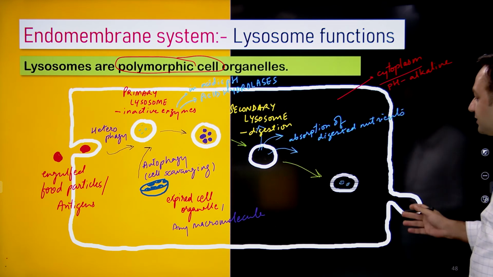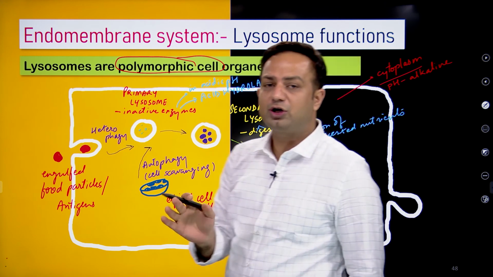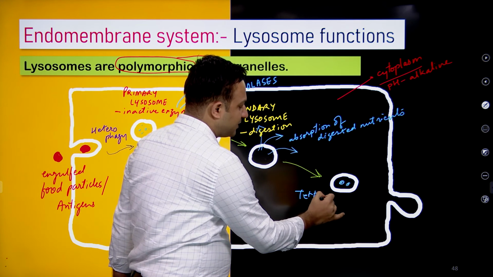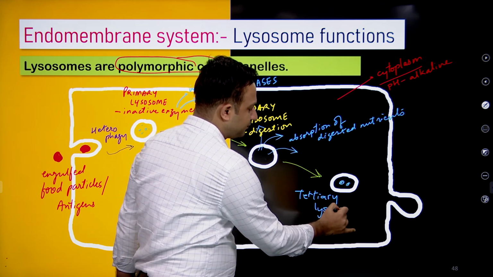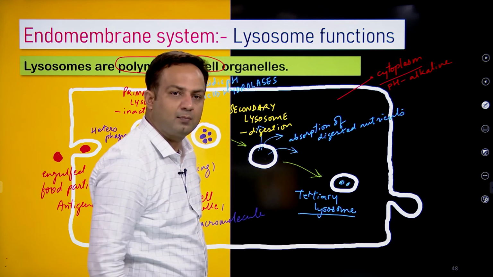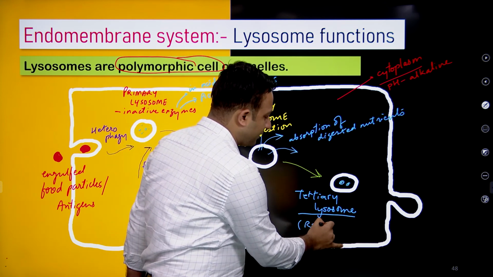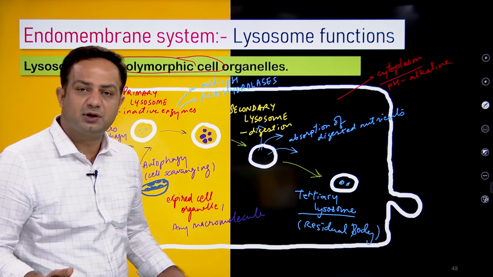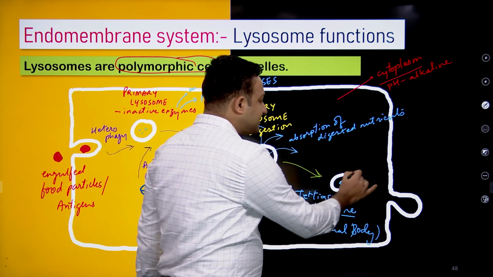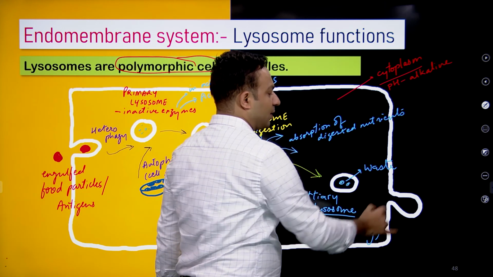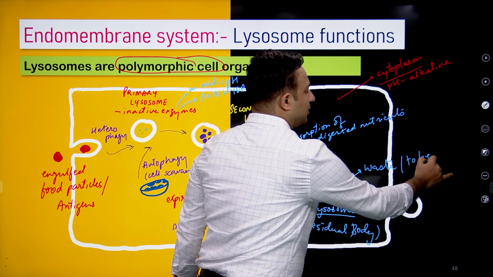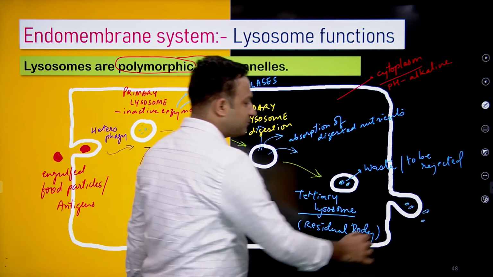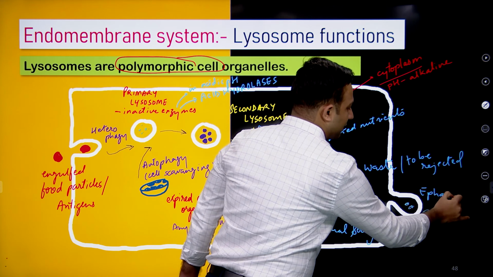And thereafter, this structure is not required anymore. It is the tertiary lysosome, also called the residual body. It is going to remove the structures which are of no use. I can say these are all waste, to be rejected from the cell. So it throws out the material. This phenomenon is called ephagy, or cell vomiting.